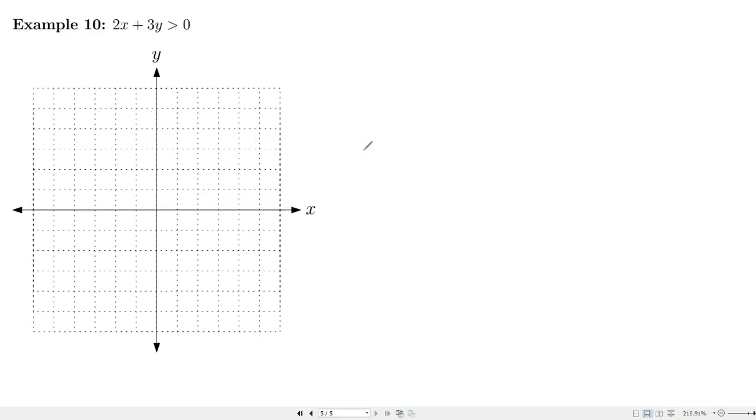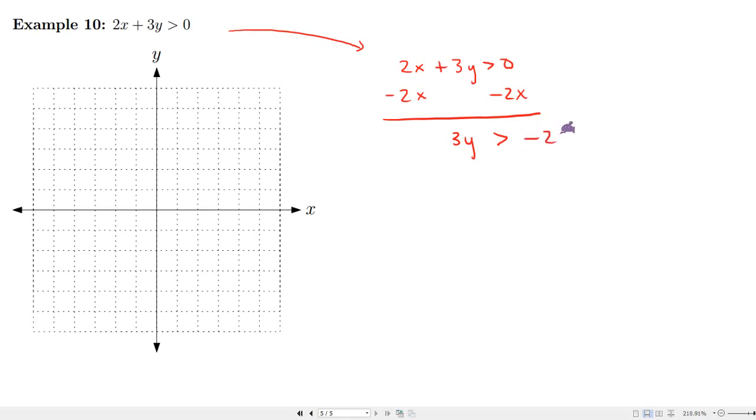And finally, for our last example, we have this linear inequality. We need to isolate the y first, so we will subtract the 2x over. We have 3y greater than negative 2x. Divide by 3. We're dividing by a positive, so we do not need to change this inequality. So we have y is greater than negative 2/3 x. This is essentially your m.